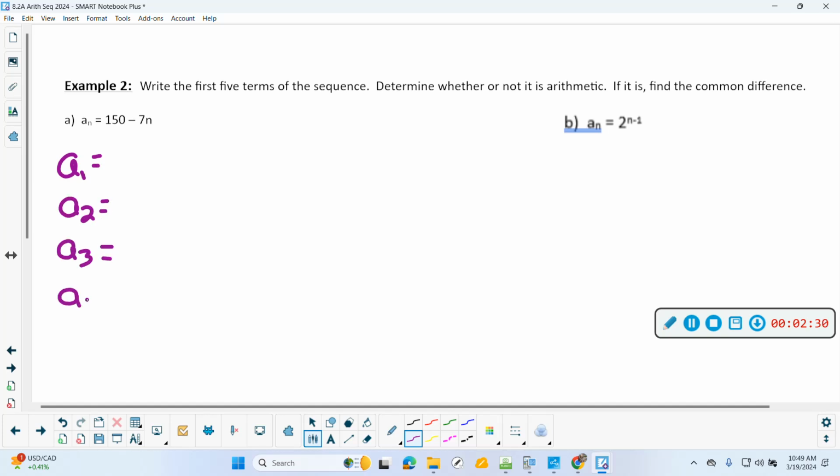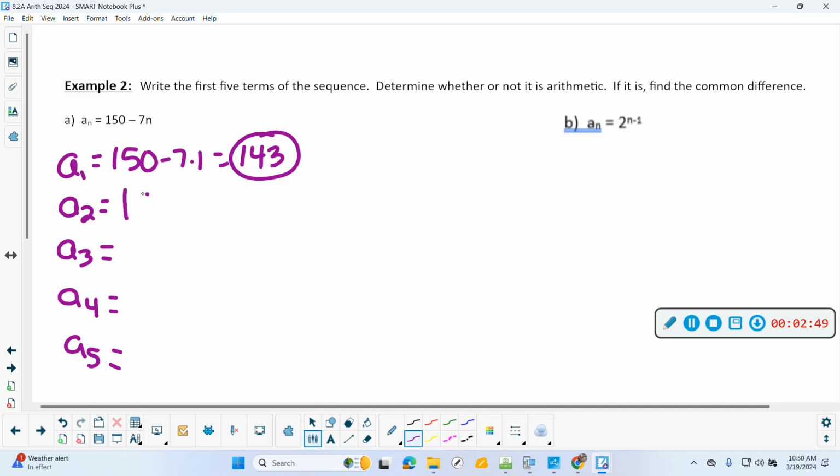Now, as always, probably I'm going to have way more work than you are for this. To get our first term, we're going to put 1 in for n. So I'm going to do 150 minus 7, really. Now, you probably are skipping that middle amount of work and just putting the 143, which is totally fine, okay? Then we're going to do 150 minus 14, 7 times 2. What's 150 minus 14? 136. Got it. All right, then we're going to do 150 minus 21, really, 7 times 3. 150 minus 21.